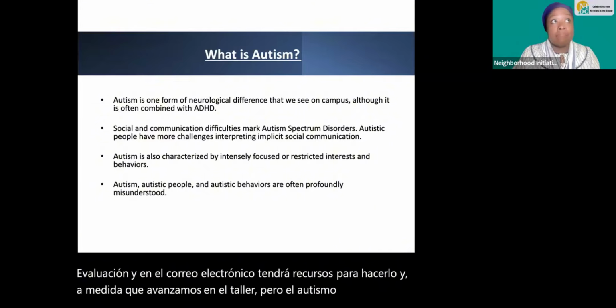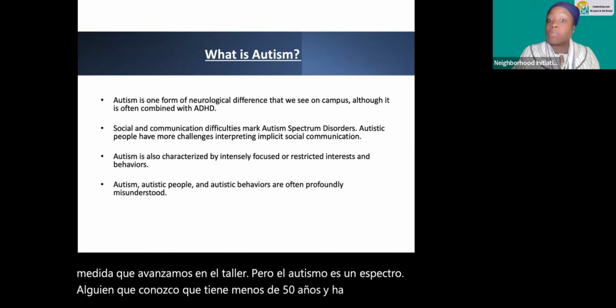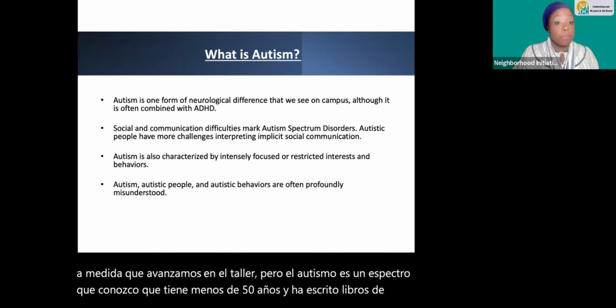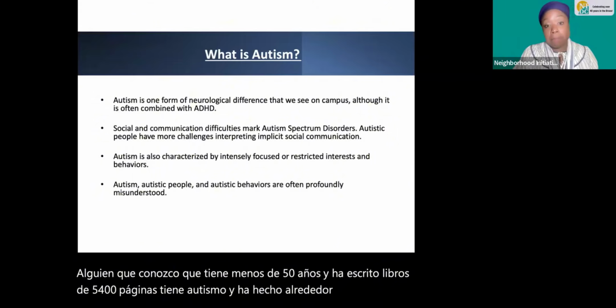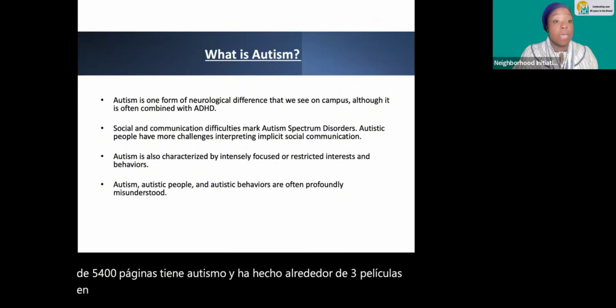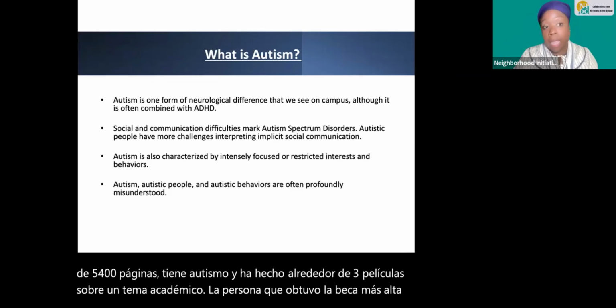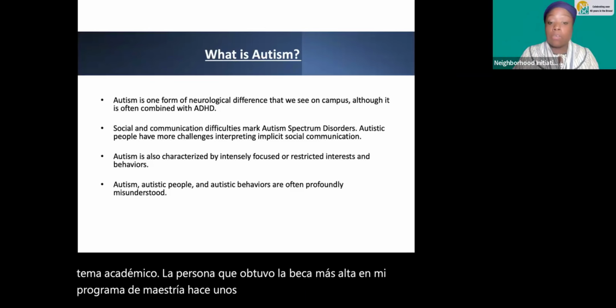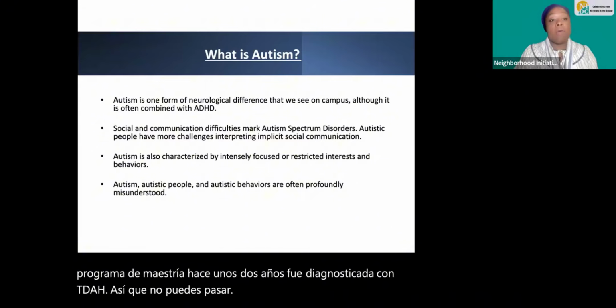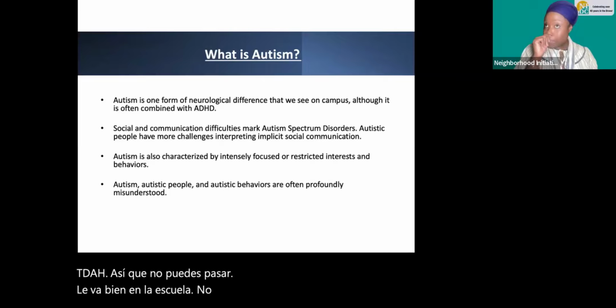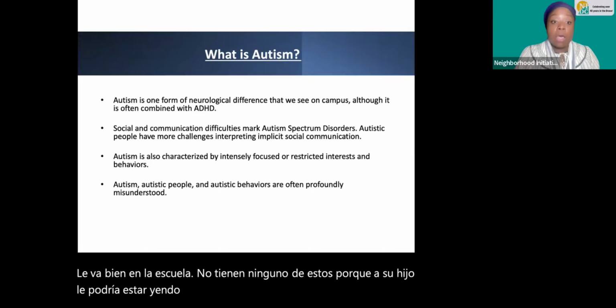Someone I know that is under 50 and has written 5 400-page books has autism. And he's done about 3 movies on an academic topic. The person who got the top scholarship in my master's program about 2 years ago was diagnosed with ADHD. So you can't go by, oh, my child is doing well in school, they don't have any of these, because your child could be doing very well and still struggling.